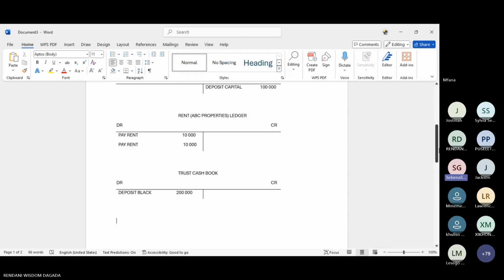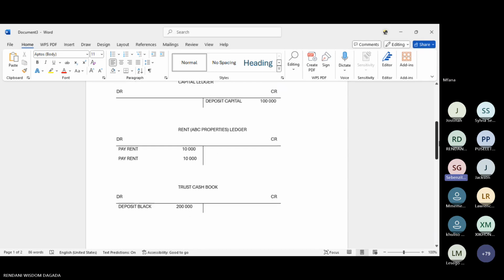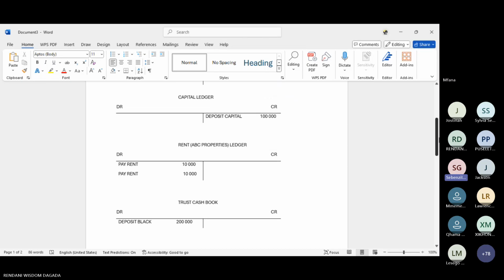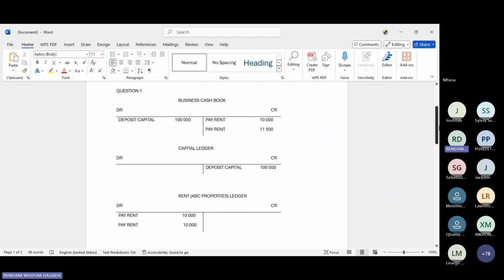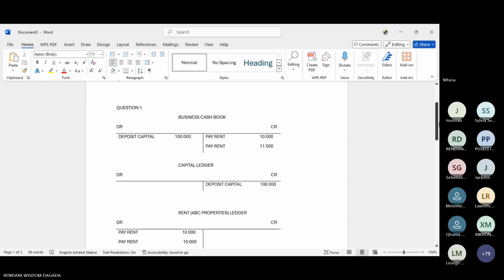Okay, thank you. So we debit both the rent expense and the VAT, and then we credit the business cash book. Yes, because on the business cash book, it's where we determine whether it's a payment or a deposit. And then on the other books, we do the opposite of what we did on the business cash book. Okay, thank you.